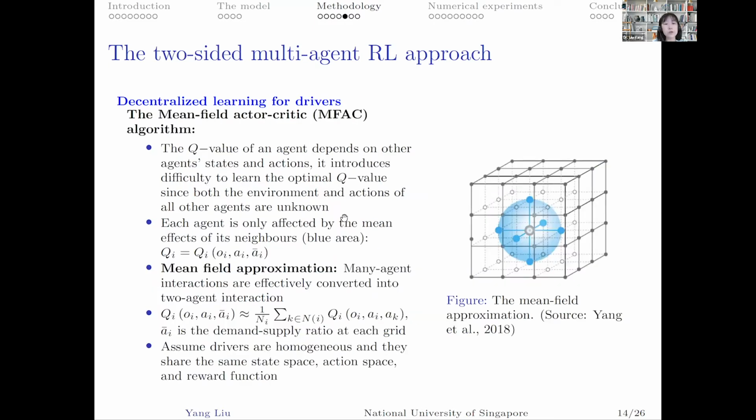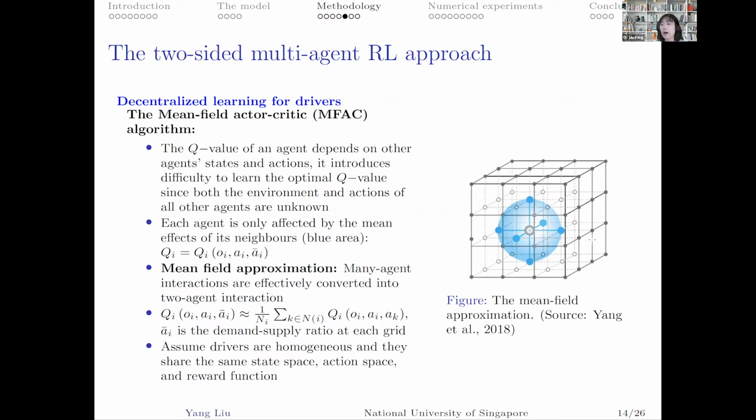So for the drivers, since in the real world network we may end up with thousands of drivers, it will be computationally intractable to maintain a neural network for each agent. So therefore, here we do not model each individual's decision using a neural network. So we assume that all the drivers are homogeneous, so that they share the same state space, action space, and reward function, so that we'll be able to train the decision of the agents using one neural network.